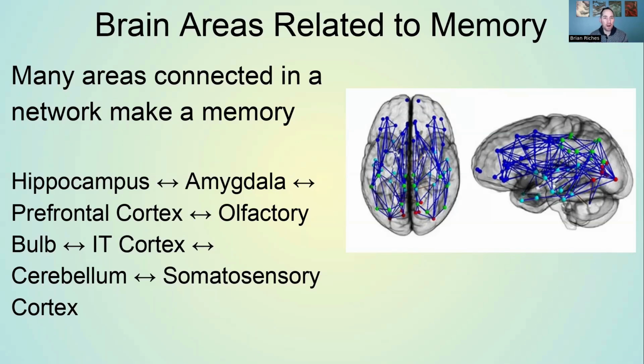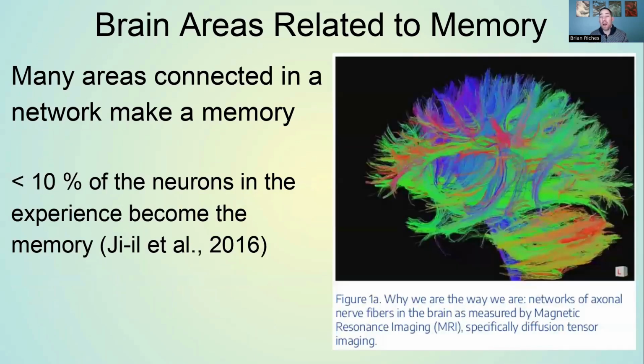All right, so our memories are all over our brain in a big network. Again, it's about 10% of the neurons that were active during the actual event, talking to each other.